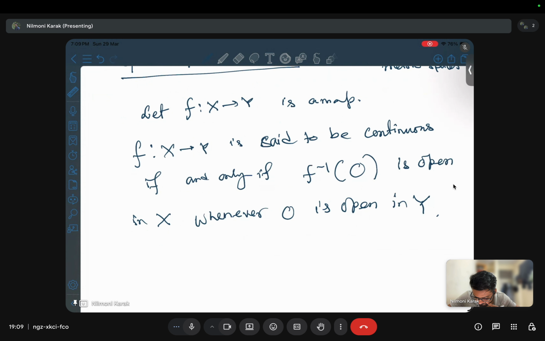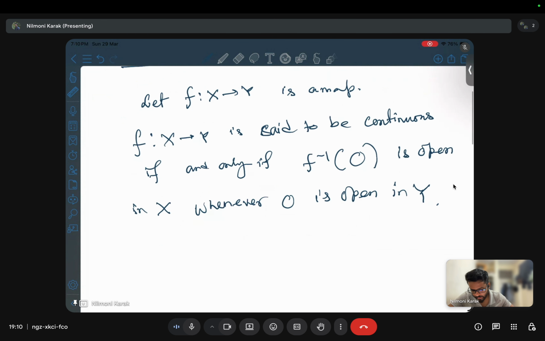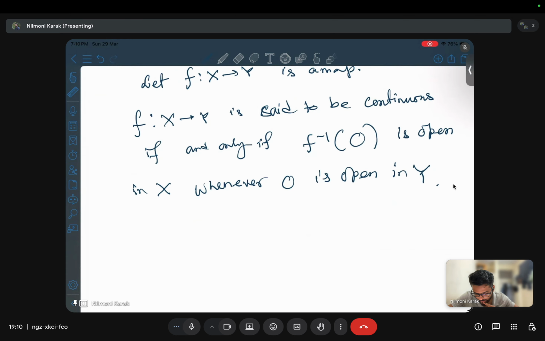So suppose you consider f: X to Y is a bijective continuous map. Then can we talk about the continuity of f inverse, whether f inverse is continuous or not? For that we study the open mapping theorem. If f is continuous, bijective, and f inverse is continuous, then X and Y are homeomorphic, right? So you can recall.